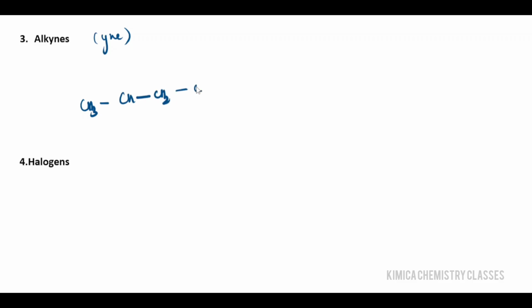These namings are done according to the rules which we have discussed, right? So first we have to start from the longest chain. So we are going to start from here on the basis of rules. 1, 2, 3, 4, 5. So we have to name this compound as 4-methylpent-1-yne. This is the name of alkynes.